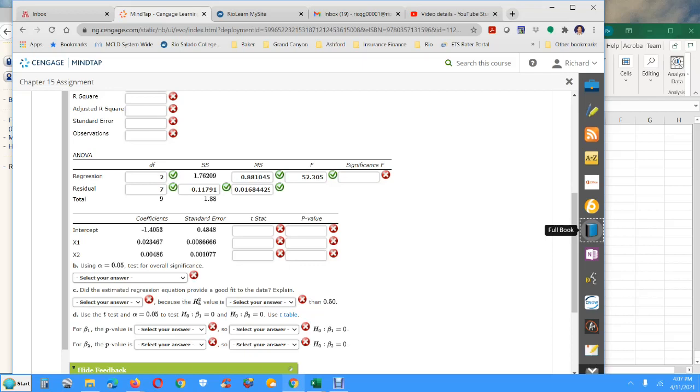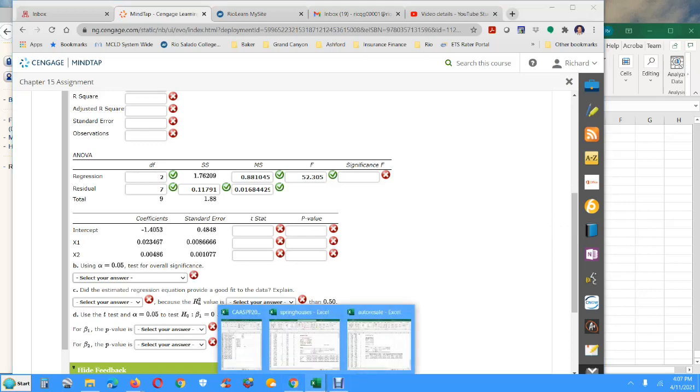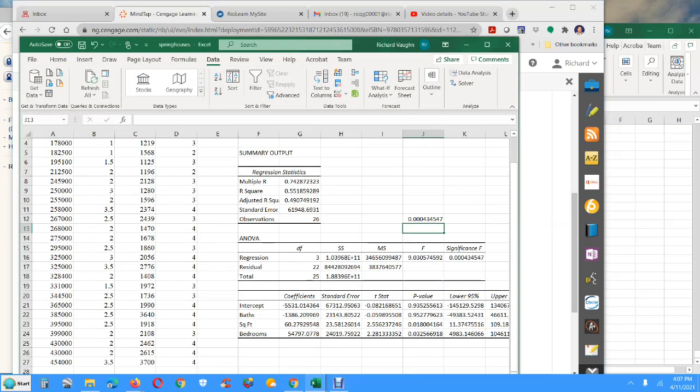All right, so what I'm first going to do is show you this significance F value. And again, what I did is go back to one of these, and this is that Springhouse's data set from before. I was able to replicate what they had in their ANOVA table, calculating it by hand. So let me show you how I did that.